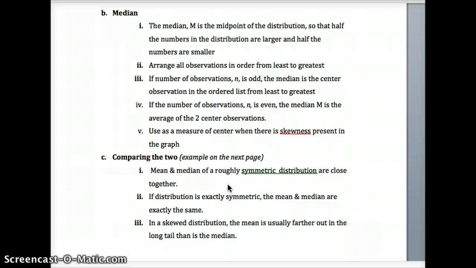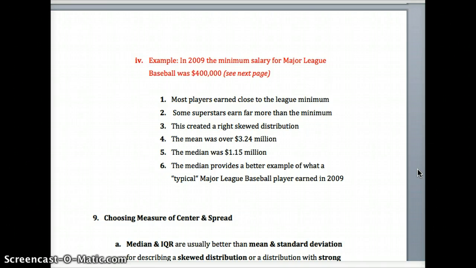can use the mean and standard deviation, which we'll learn to calculate. If there is skewness, you have to use the median and the IQR. So here's a little example.